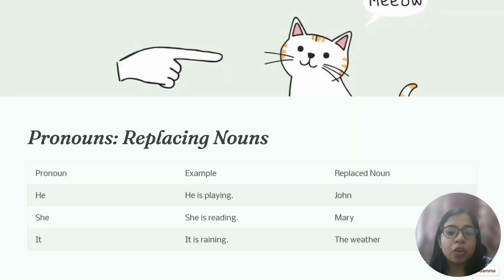So now we will talk about pronouns. What are pronouns? Let me give you a sentence. Ram was going to school. Ram got late today. Ram had his lunch at 2 p.m.